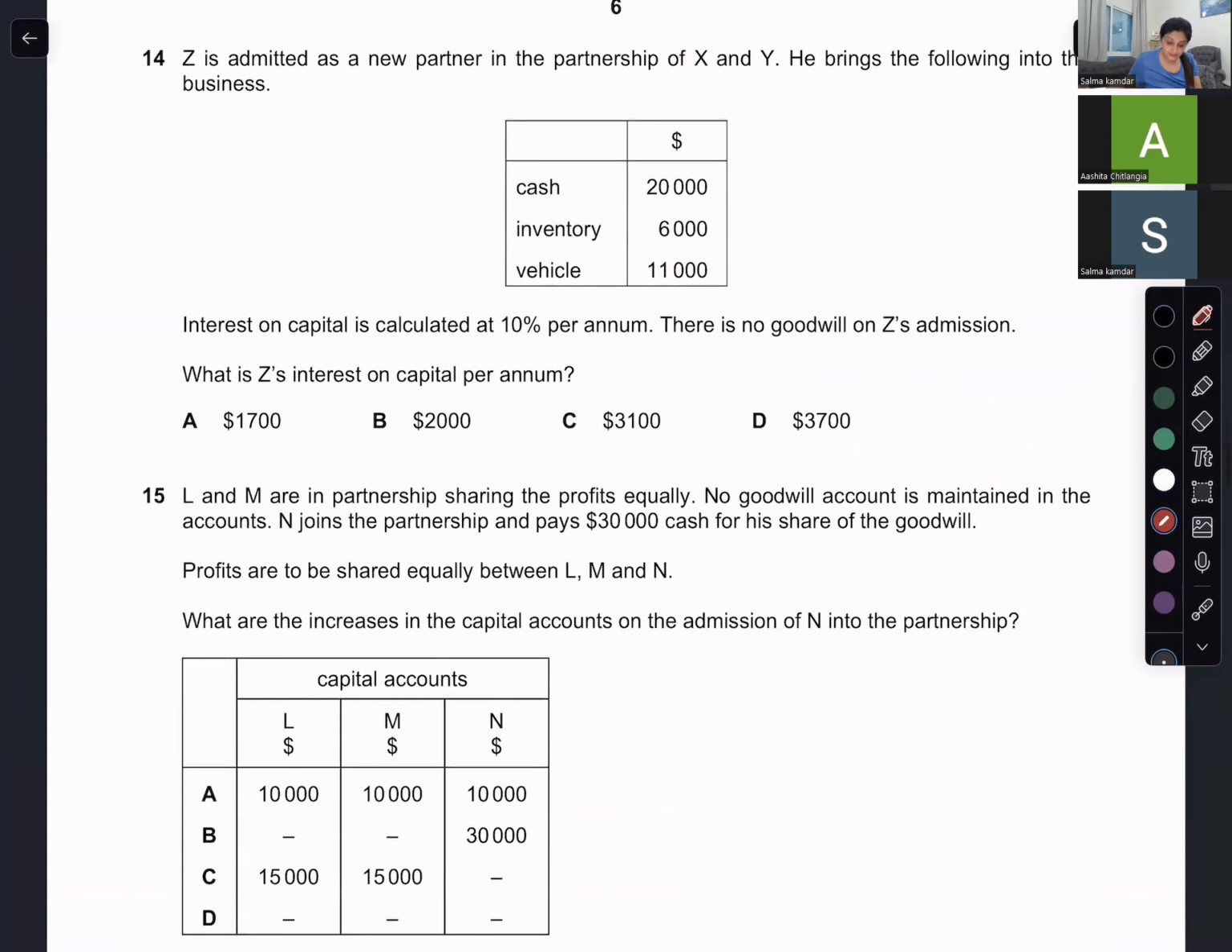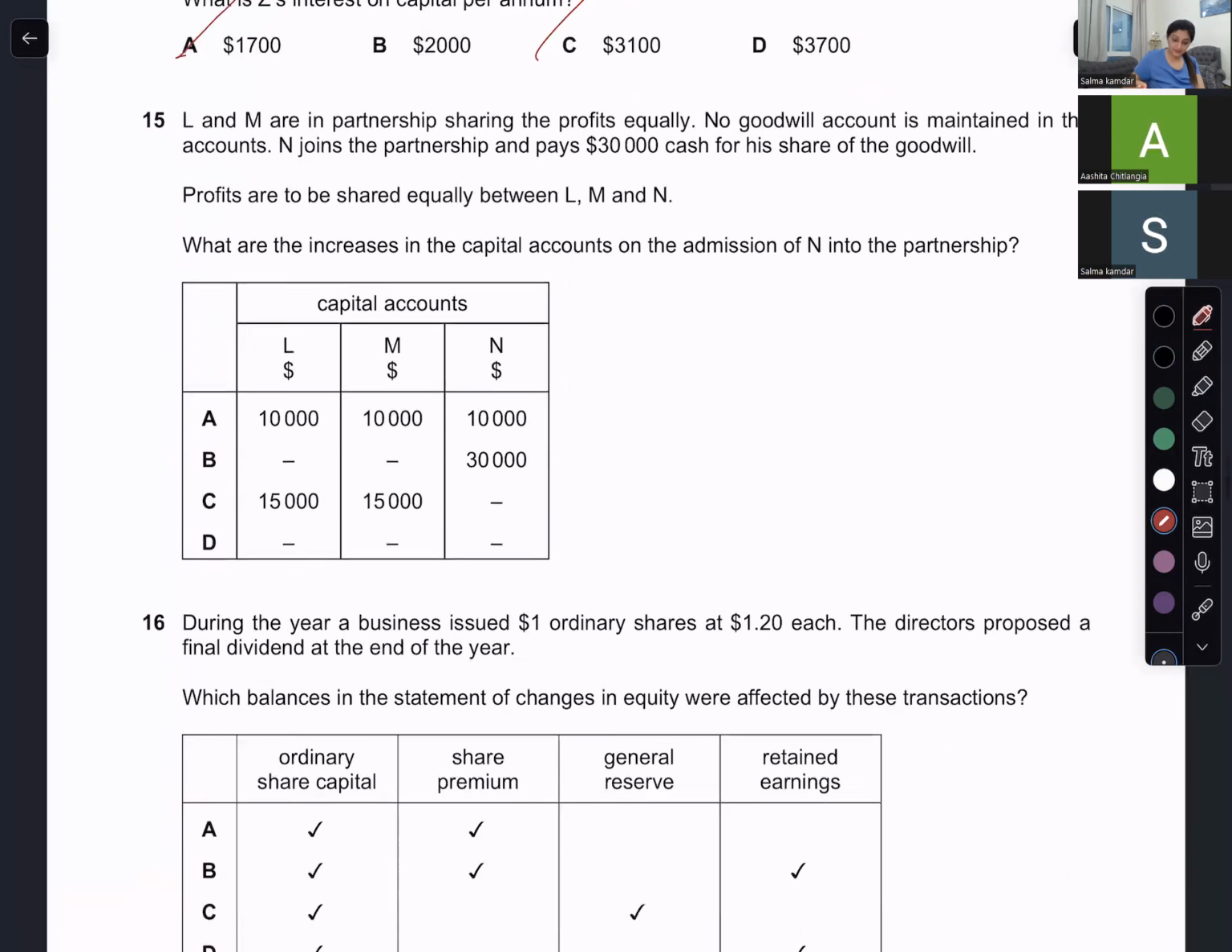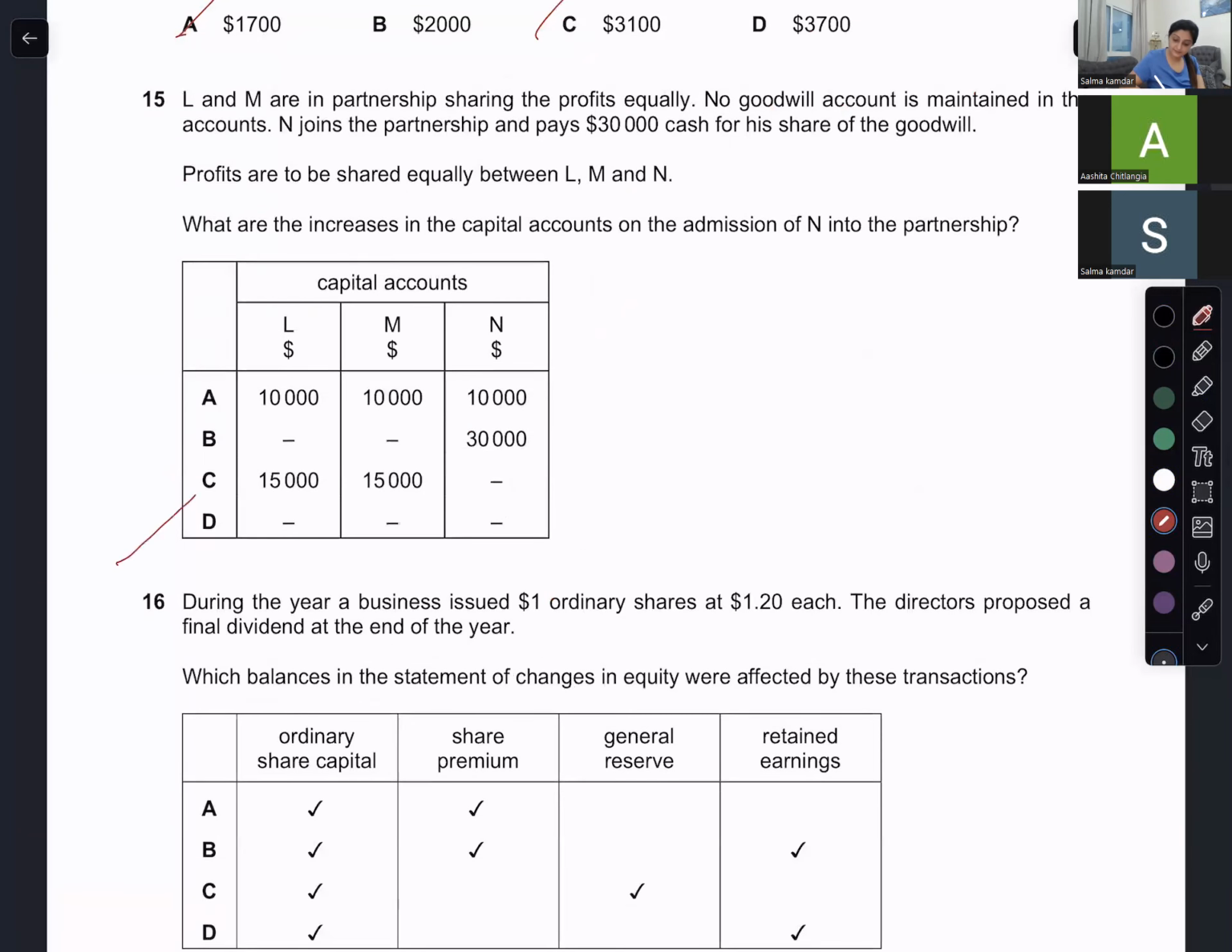Go to the next one. Z is admitted as a new partner. Admission not there. Okay. 15th is also admission not there. Are you with me?